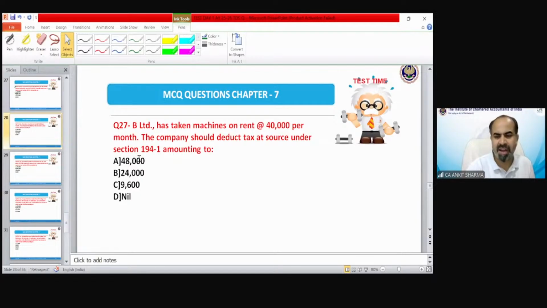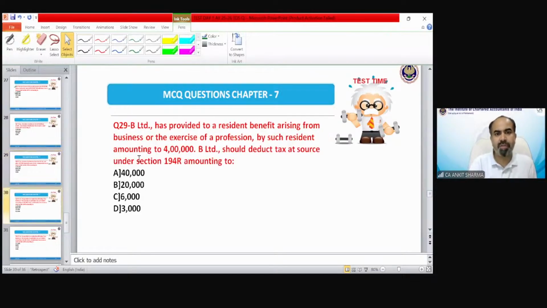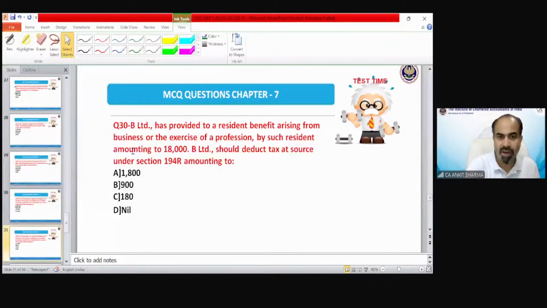Question 27 is section 194I, a simple question. 194J, you can easily solve it. 194R is for perquisites for business purposes. If you are receiving, then TDS needs to be deducted under section 194R. Question number 29, the correct option is option A. Question number 30, also 194R.